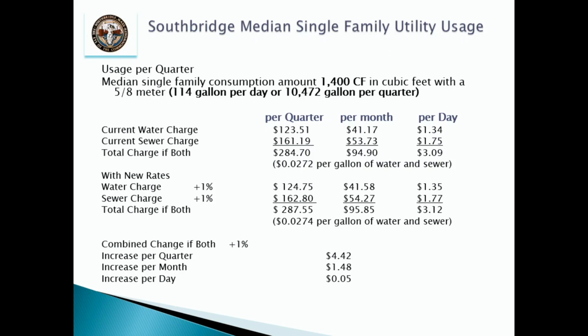Now, the new rates that I'm proposing is a 1% increase for the water rates and a 1% increase for the sewer rates. And I'll get into that in a little more detail on the next slides. So that would increase the per quarter cost for the median single-family home if you had both water and sewer from $284.70 to $287.55. The monthly charge would go up from $94.90 to $95.85, and it goes up roughly 3 cents per day.